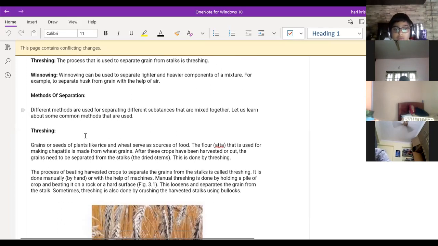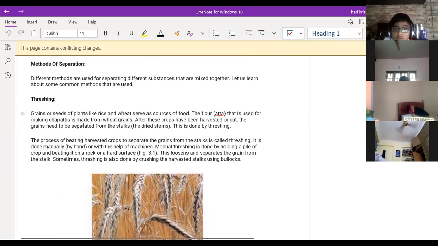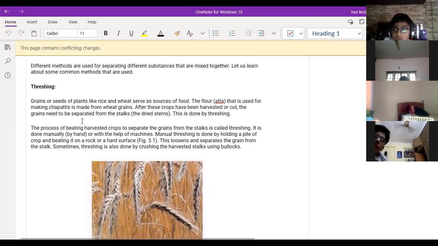Okay, first, sir, we'll start with threshing. Sir, they use wheat. What is threshing first? Sir, on a bench they take a pile of wheat and hit it against the bench so that all the grains will be knocked off.